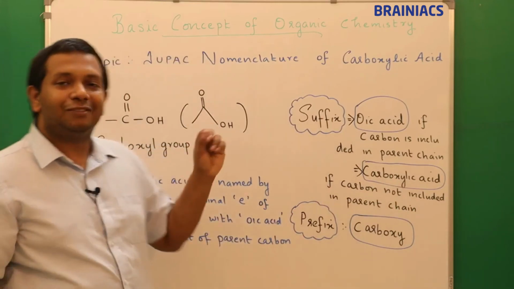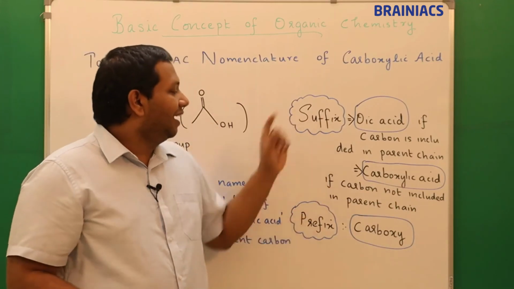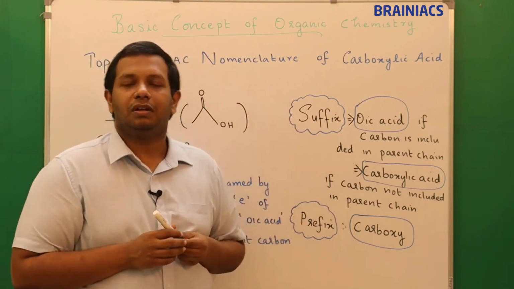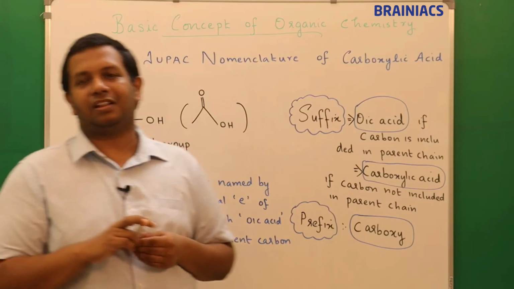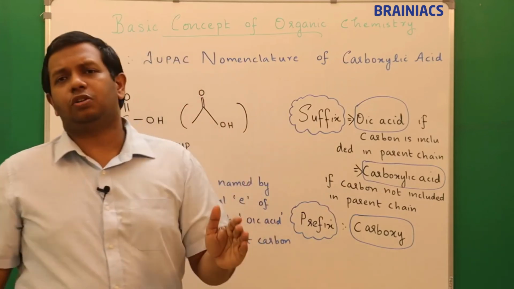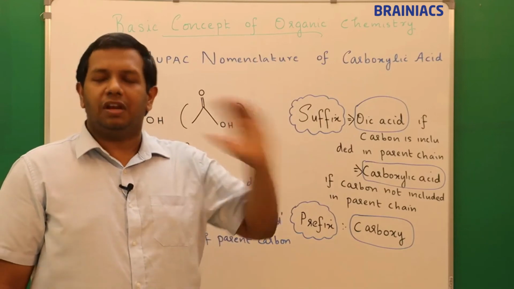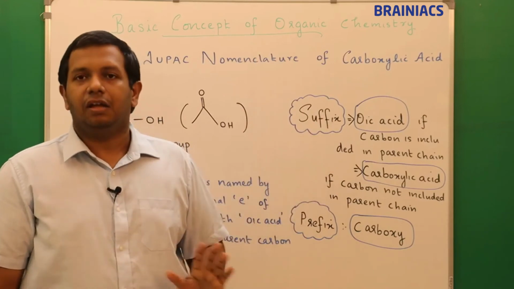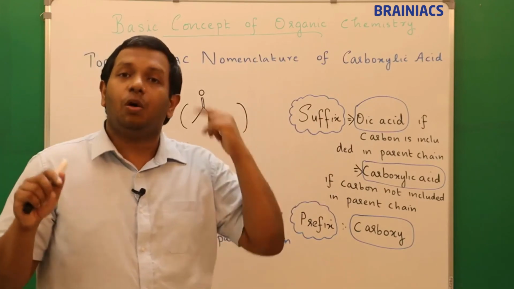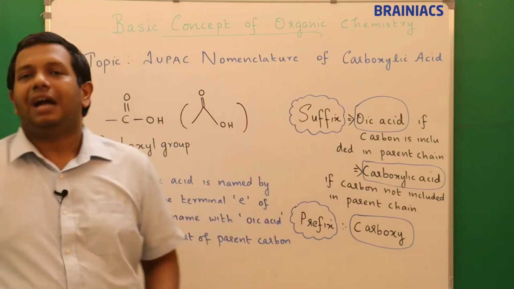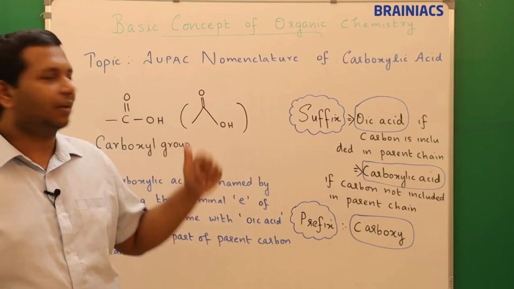There can be a special case where this carboxylic acid can behave like a substituent. Most of the students will come and ask me a doubt. Sir, you only told carboxylic acid comes first in the functional group. So whenever carboxylic acid is there, it should be the main functional group. Then how can it behave like a substituent? Very, very good question. I will say it is a special case, I will come to that.